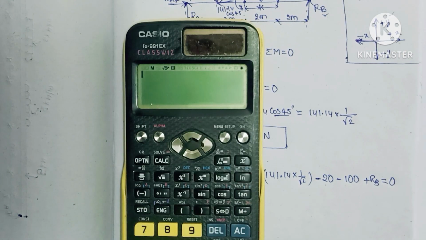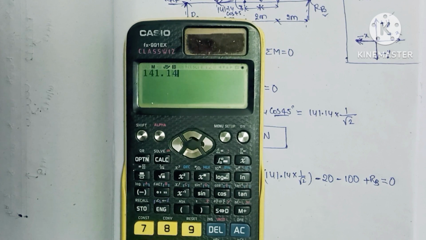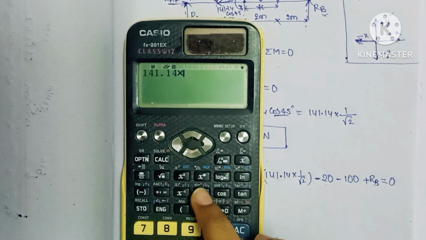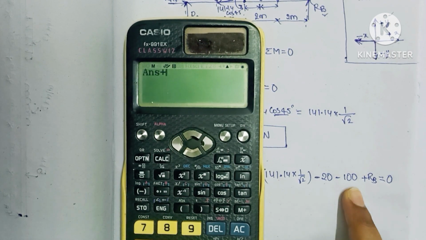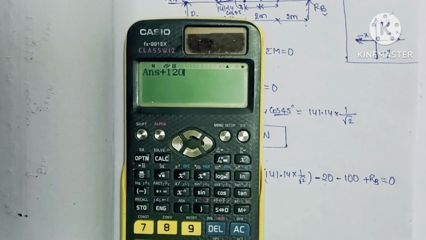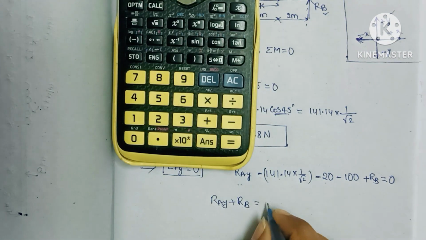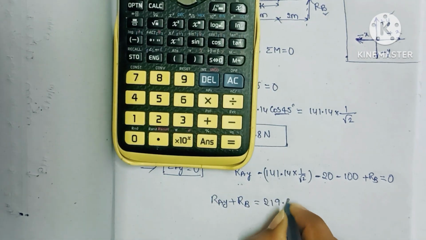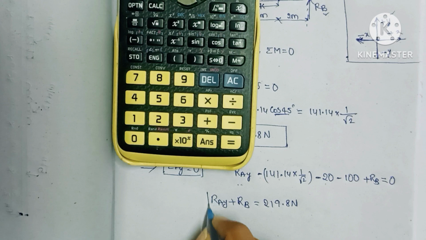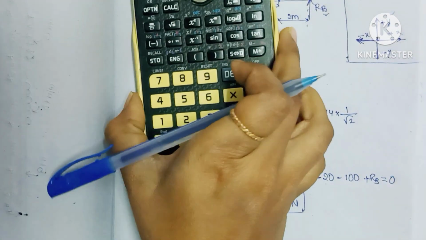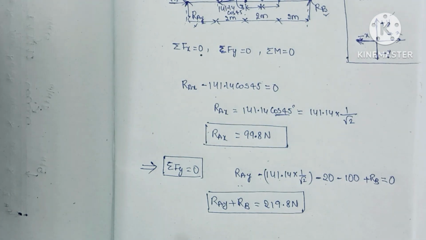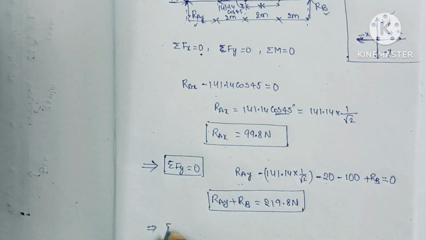141.14 into sine 45, plus 100 plus 20, 120. So overall 219.8 newtons of force. We got one equation with two unknowns. So we know we have one more equation, that sigma M equal to 0.